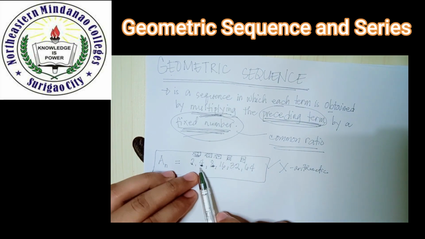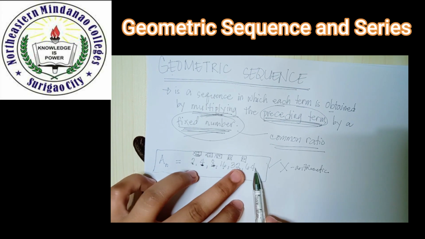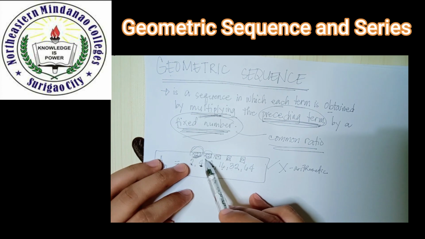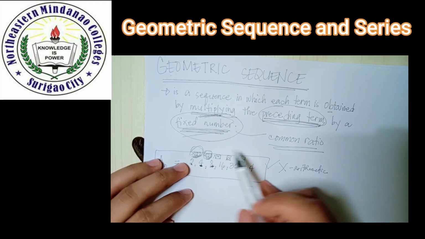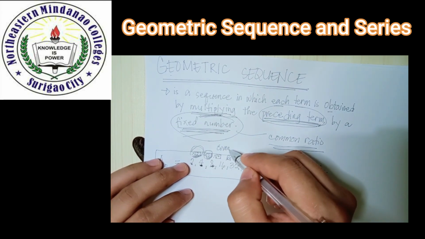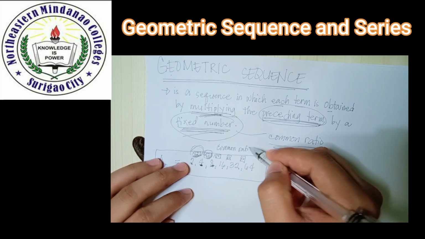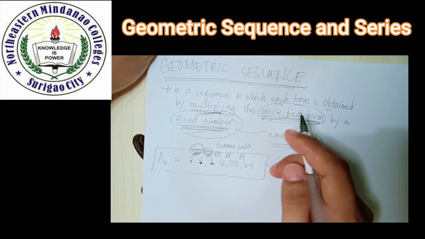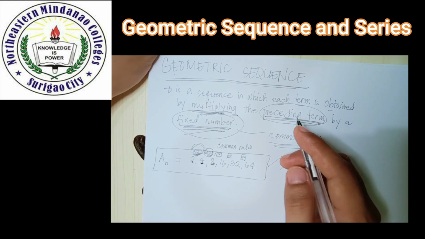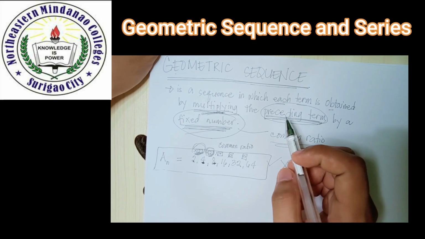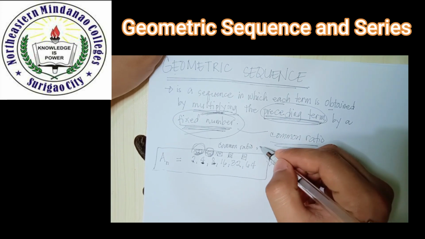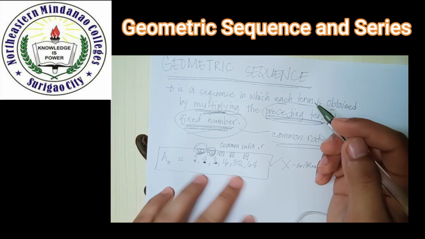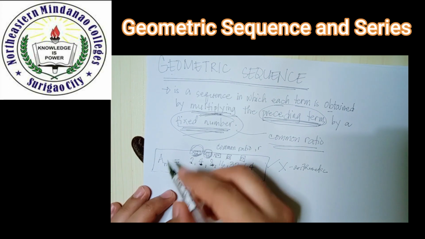So, we get each next term by multiplying a fixed, common number, and we call it the common ratio. In arithmetic sequence, the common difference is denoted by small letter d. In geometric sequence, the common ratio is denoted by small letter r. Okay? So, another example.